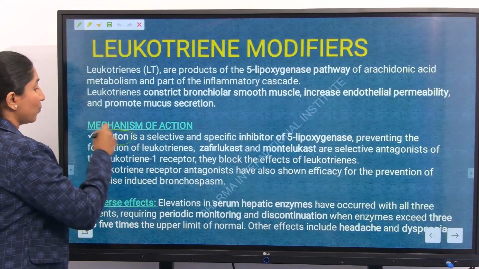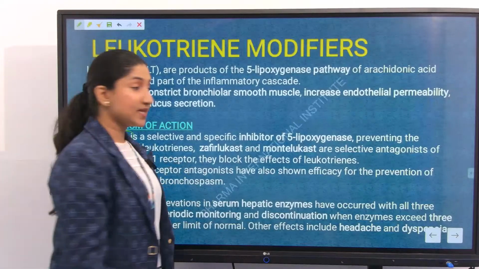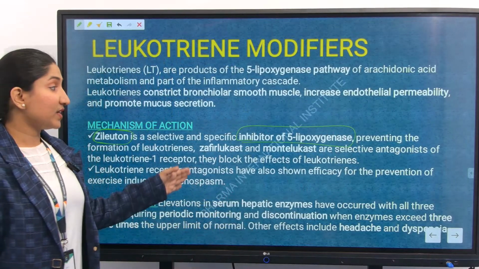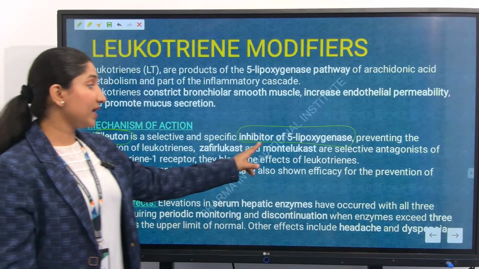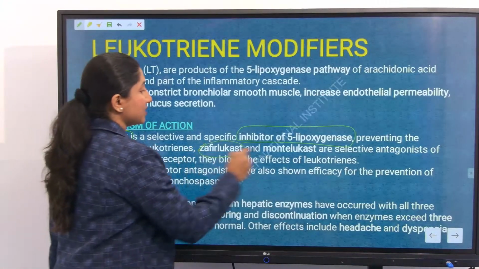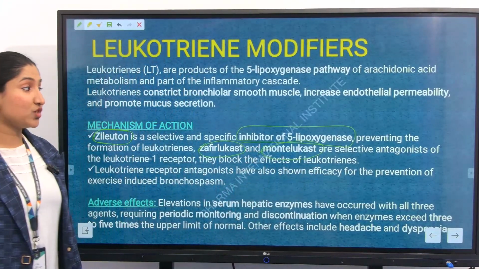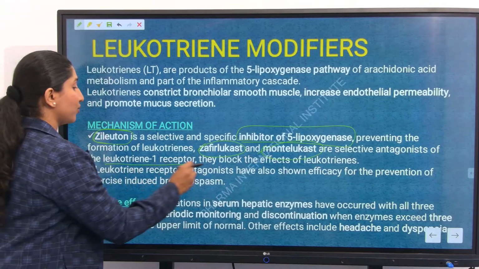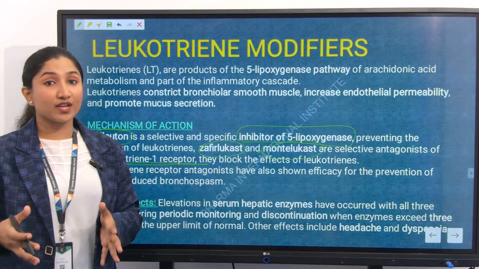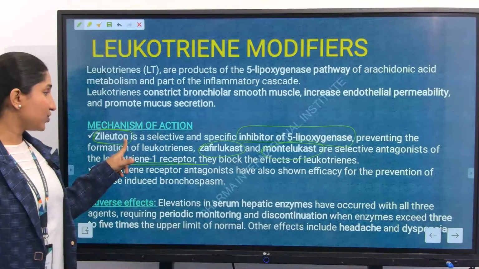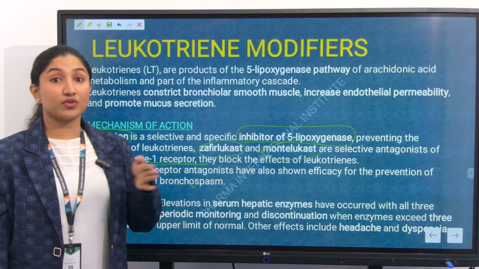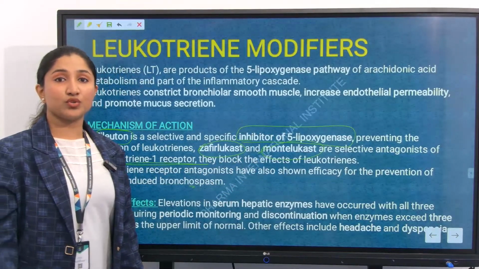We have a few drugs. One is zileuton. How does zileuton act? It inhibits the 5-lipoxygenase enzyme that is used to produce leukotrienes, and thereby it inhibits the synthesis of leukotrienes. Whereas there are other drugs like zafirlukast and montelukast, which act as antagonists at the leukotriene receptors and prevent the action of leukotrienes on these receptors. So zileuton inhibits the synthesis of leukotrienes, whereas zafirlukast and montelukast block the receptor on which the leukotrienes act.